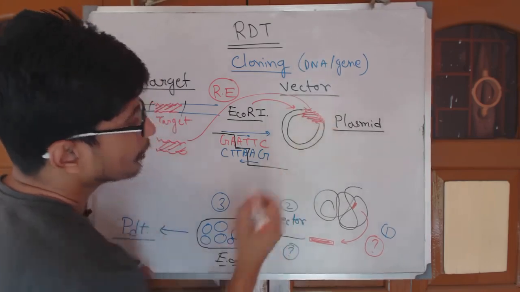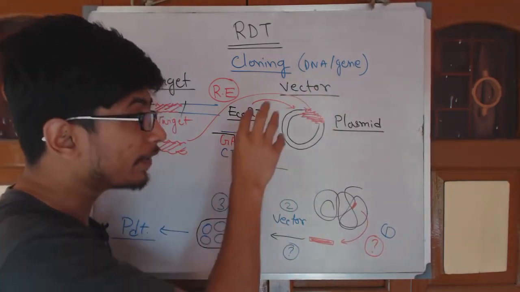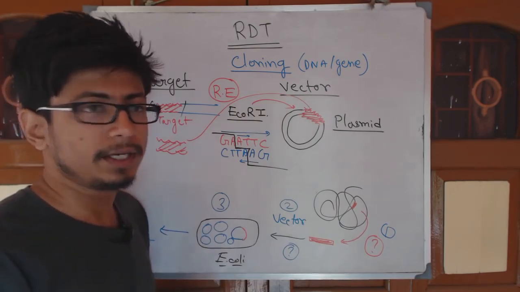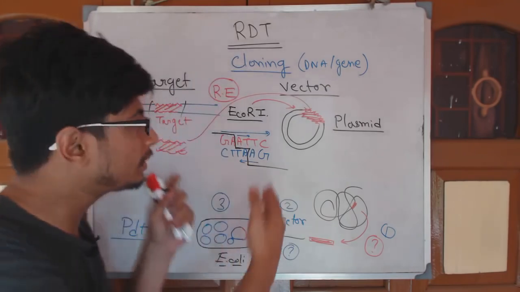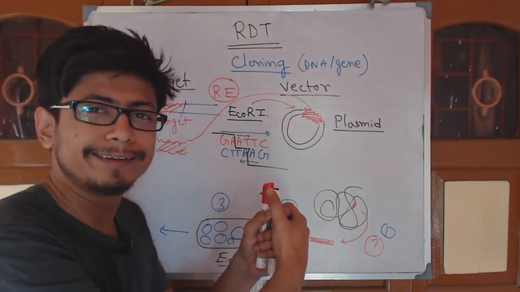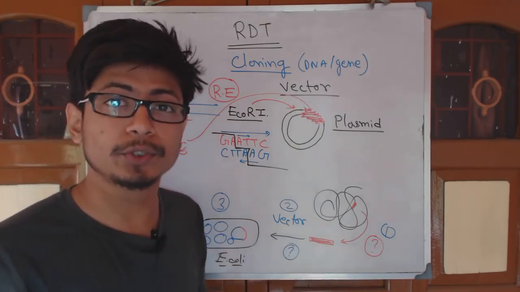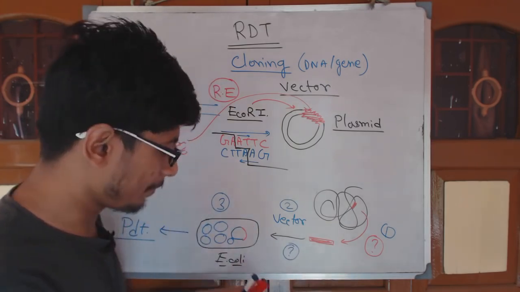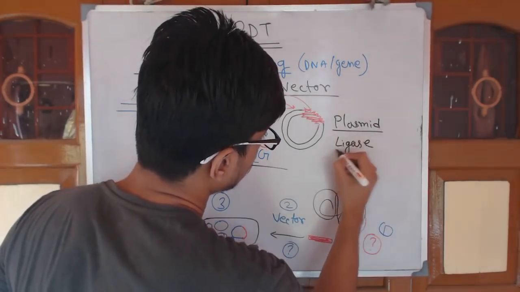Here, for attaching the target DNA to this specific point of the vector, we cleave it with restriction enzyme, we know that. Now how will these two things join? How to join two DNA segments? There is an enzyme to join DNAs also. The name is ligase. You probably heard this name before.